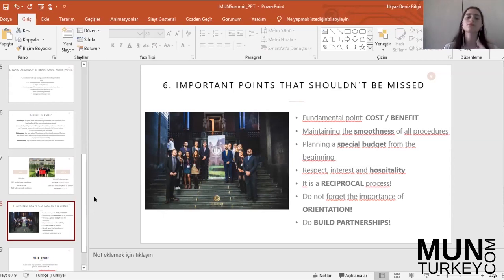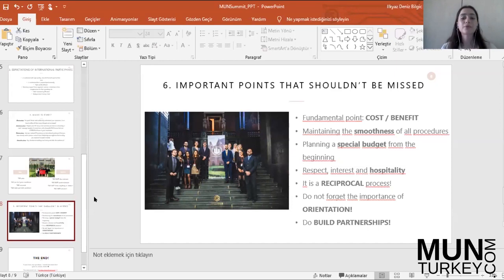Maintain the smoothness of all procedures from the application until the last day. Plan a special budget from the beginning for the reduction fees and compensations. Respect, show interest, and show hospitality. And it's a reciprocal process, which means that if you go to their conference, they will probably come to yours. Or if you show respect and interest and maintain a good environment for those people in your conference, they will probably respond with their best in their feedback or future actions.